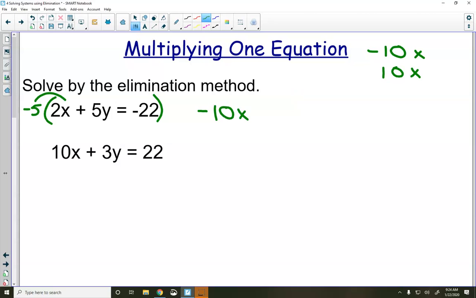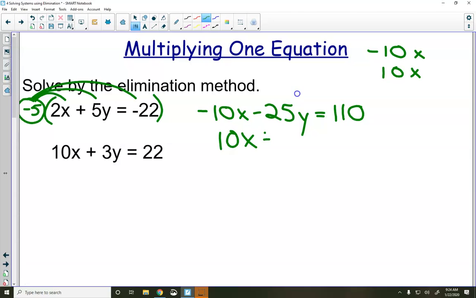When you multiply by negative 5, you have to do it to every single term in the equation. That means I also have to multiply it by 5y. So that's negative 25y. And I also have to multiply it to negative 22. That is positive 110. Please draw the line so you remember. You might even want to circle the negative 5 so you remember you're distributing that negative sign with it. It's a package deal. So the top equation is now changed to negative 10x minus 25y equals 110. The bottom equation stays as 10x plus 3y equals 22.